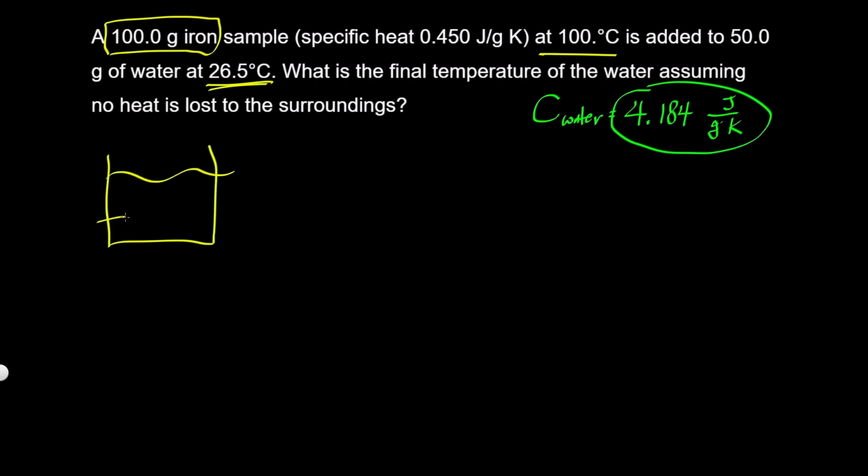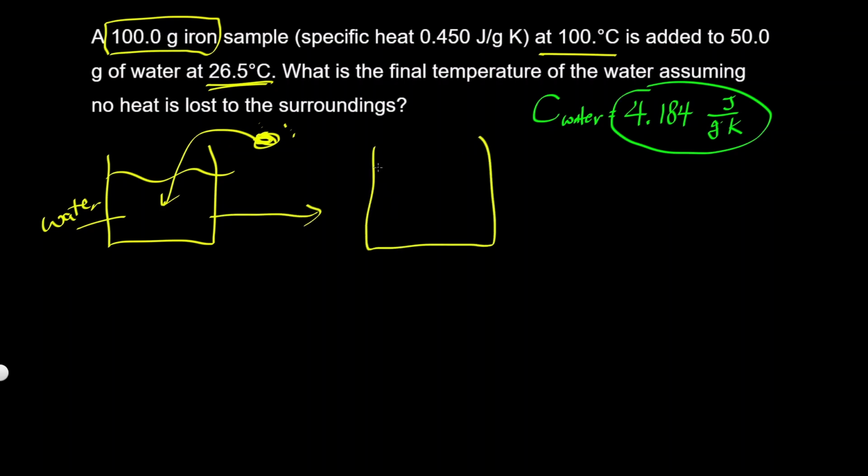So we got water here. We got water, but then we put a hot iron ball into the water. What will happen after time goes by, when thermal equilibrium has been reached? Then all the heat that came from the iron got absorbed. Well, heat is released from the iron, and the same amount of heat is absorbed by the water.